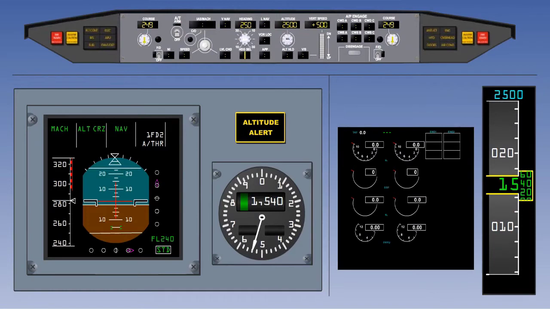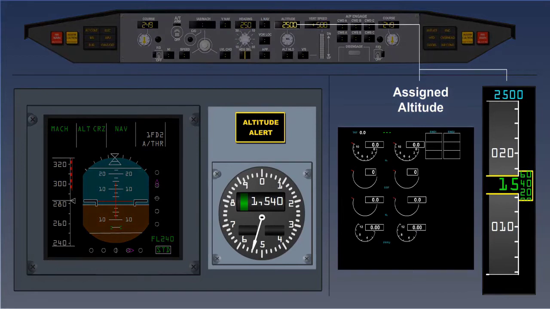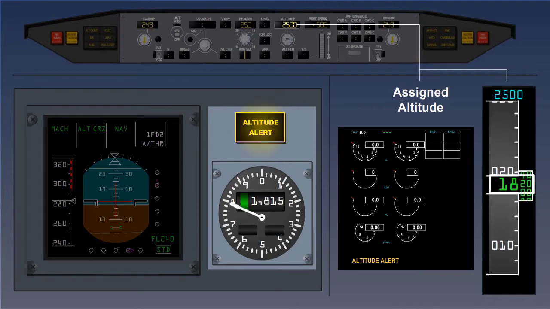So let's look at a typical climb profile. As the aeroplane passes through 900 feet before the assigned altitude, the altitude alert lights illuminate and a momentary tone sounds. On modern displays, this includes a white box around the altitude. As the aeroplane passes through 300 feet to go, the altitude alert light goes out and the white box disappears.